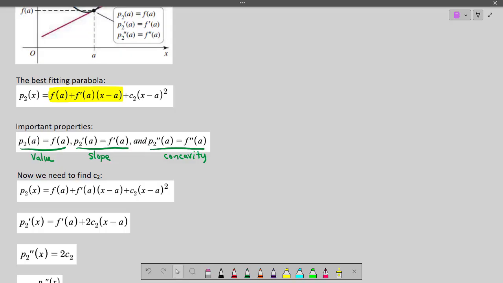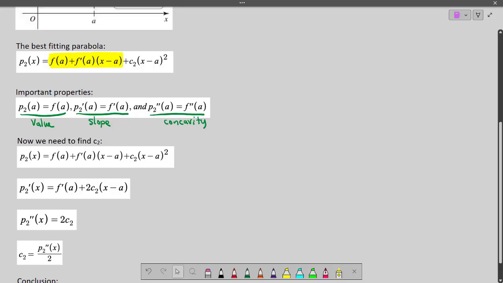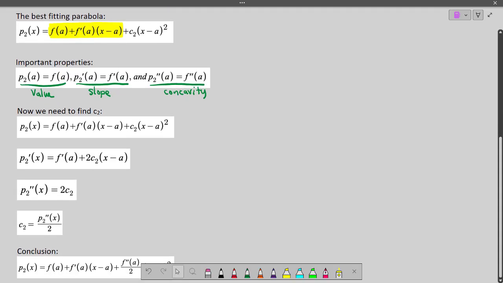Now let's go to the derivatives. We want the derivatives to match. So we want the derivative of p sub 2 to match the derivative of f. And then that's going to be our last term. Let's find out. There's our general p sub 2.